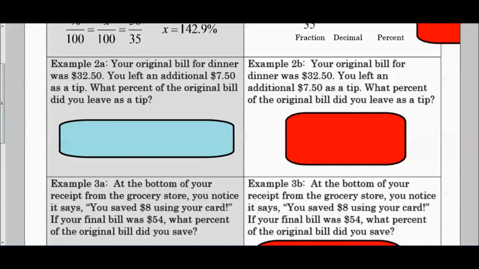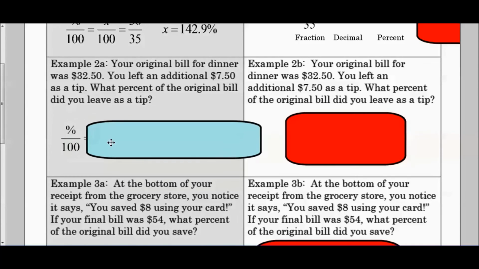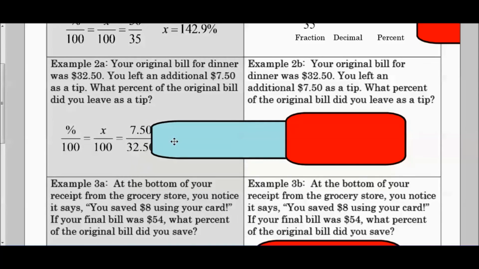Example 2A says your original bill for dinner was $32.50. You left an additional $7.50 as a tip. What percent of the original bill did you leave as a tip? So again, what percent tells us that we are going to be setting a percent proportion. That means we can start off by putting basically just an x over 100. We know that the percent is going on top of 100. We know that the x is representing the tip percent.